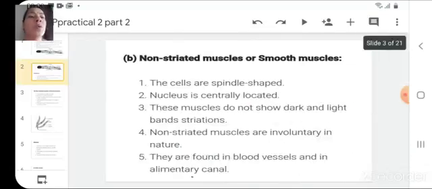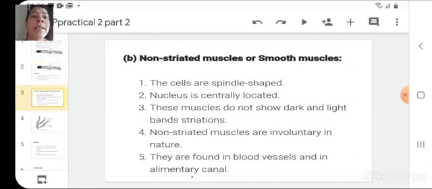Now let us focus on another type of muscle, that is non-striated or smooth muscles. These muscles are spindle shaped. The nucleus is centrally located. These muscles do not show any dark or light band striations. Non-striated muscles are involuntary muscles. We cannot control the movement of these muscles.